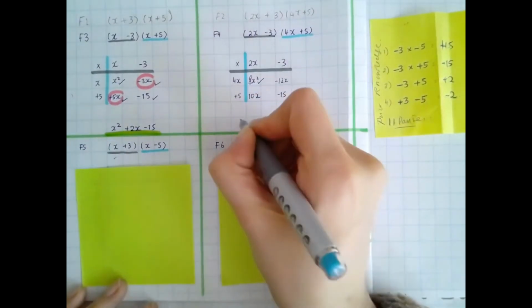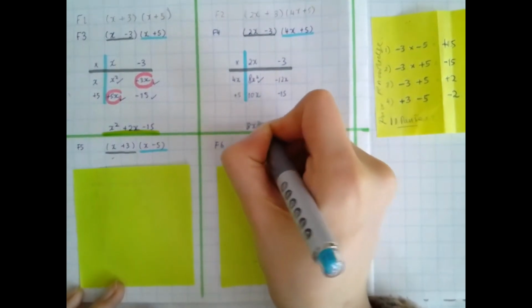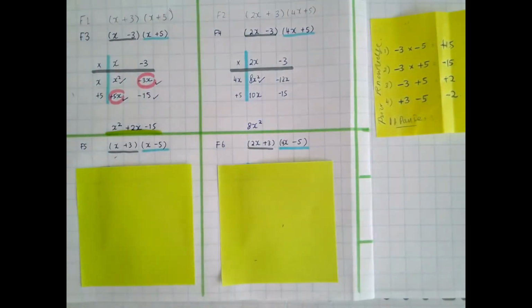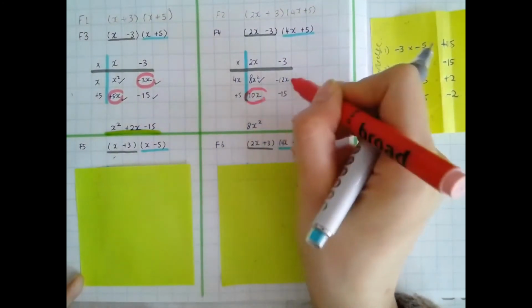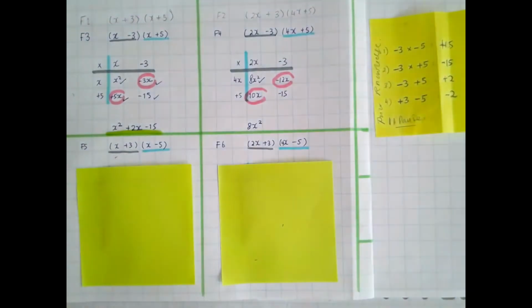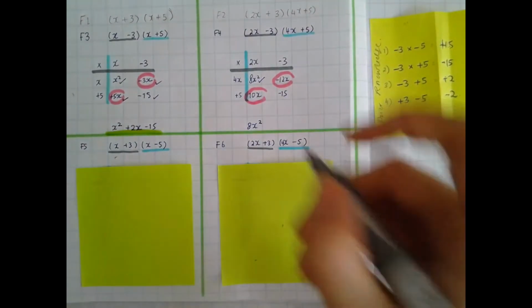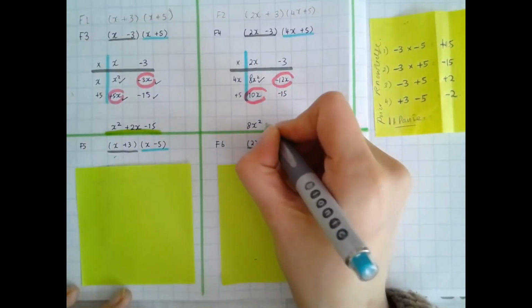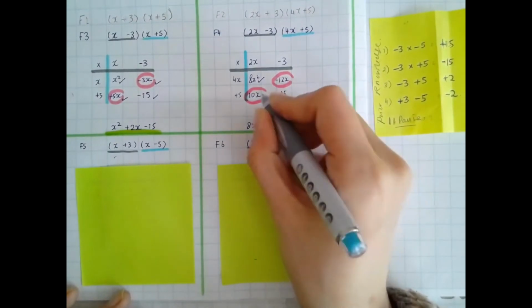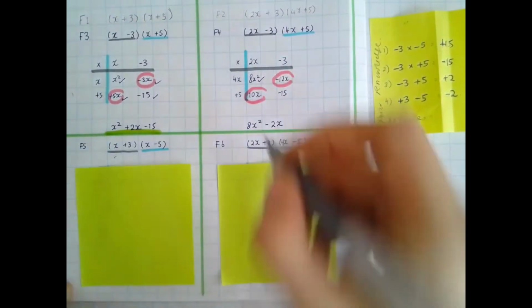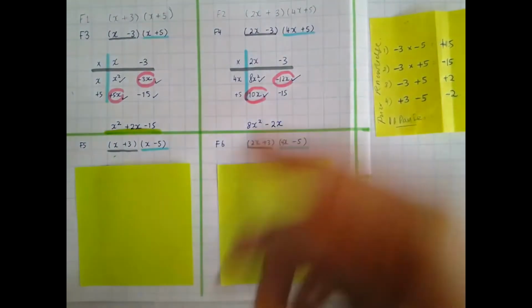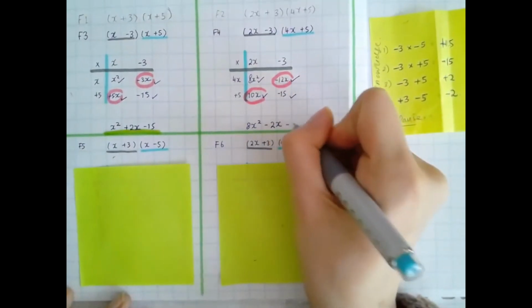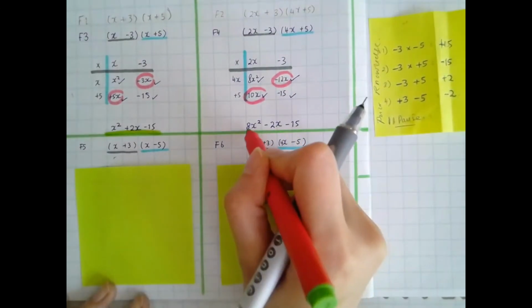8x squared, because of the 4 multiplied by the 2. I've got like terms here, 10x subtract 12x. So starting at 10, you're subtracting 12, you'll end up with negative 2x. I've dealt with my like terms, and now the negative 15. My polynomial over here.